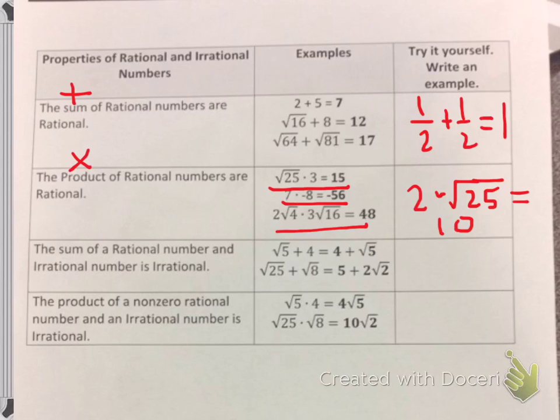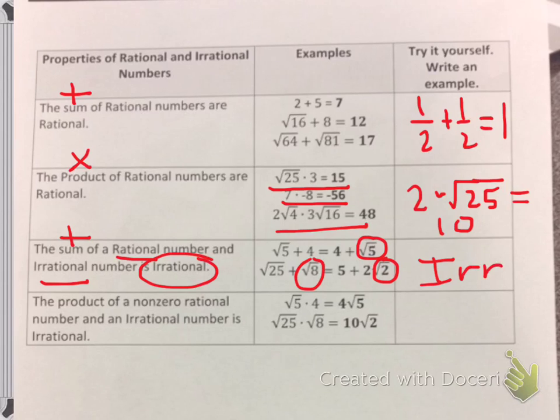The next rule says the sum, so when we add a rational and an irrational number together, it's irrational. I like to just remember that the minute you throw in any kind of irrational number, you're going to get an irrational number back out. So just keep that in mind, that if you put in an irrational number, you're going to get out an irrational number.